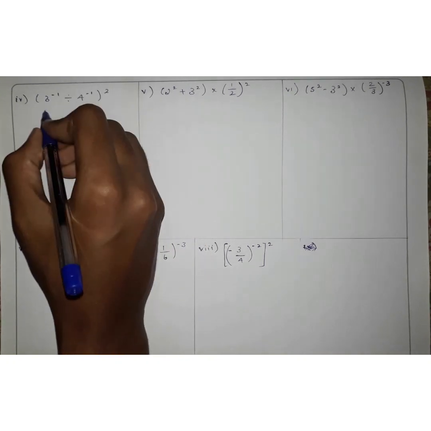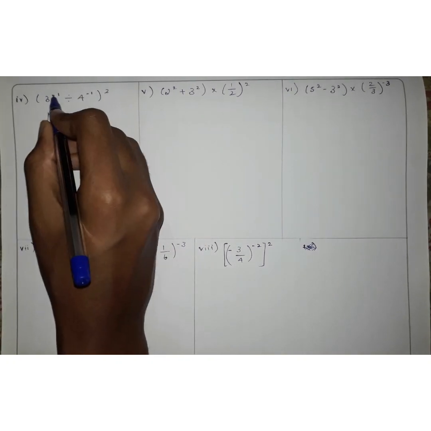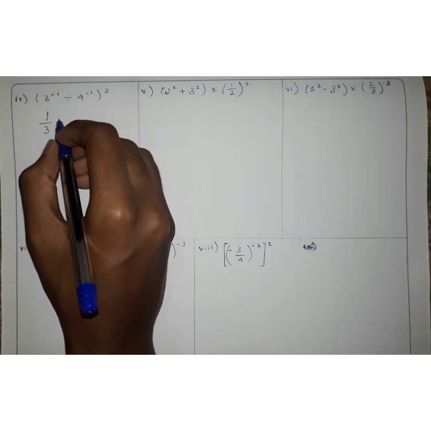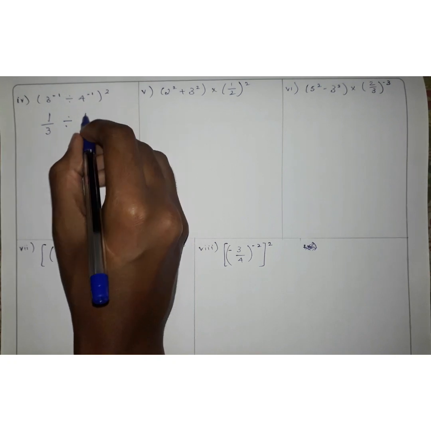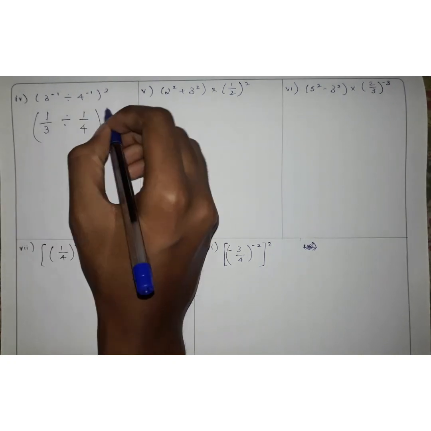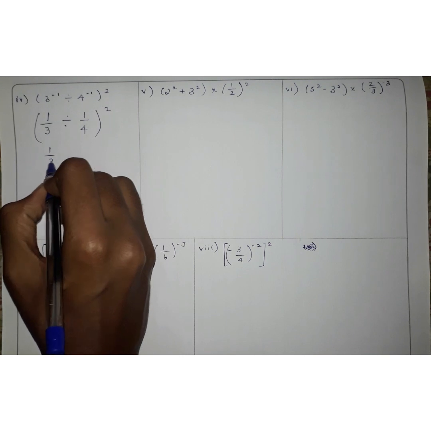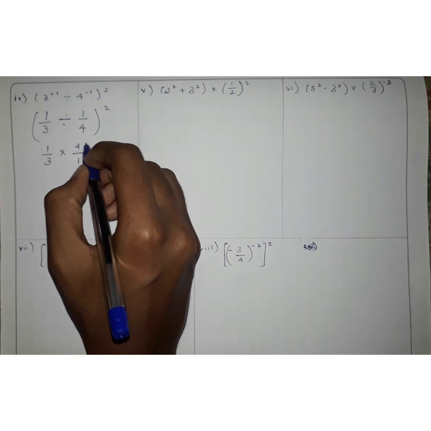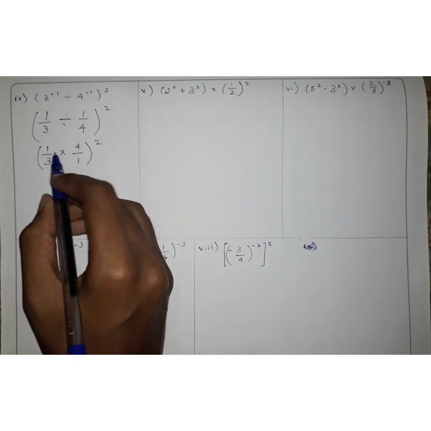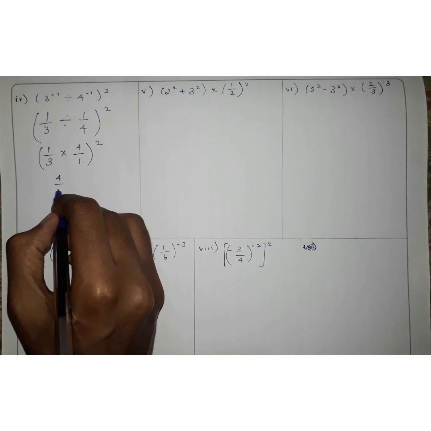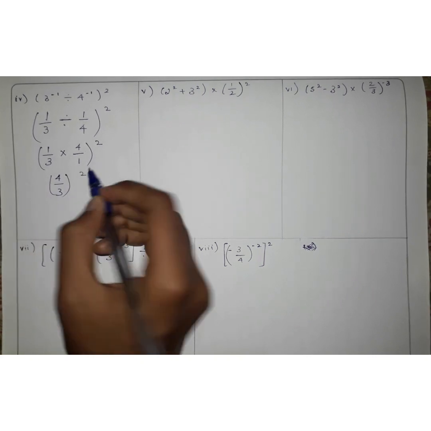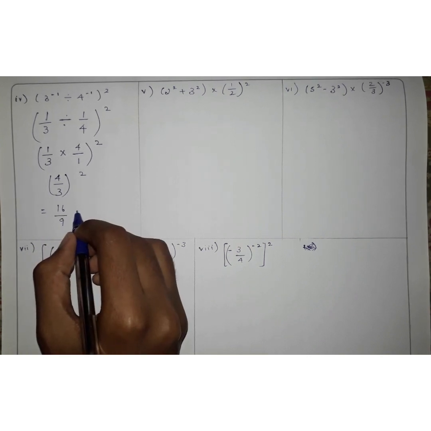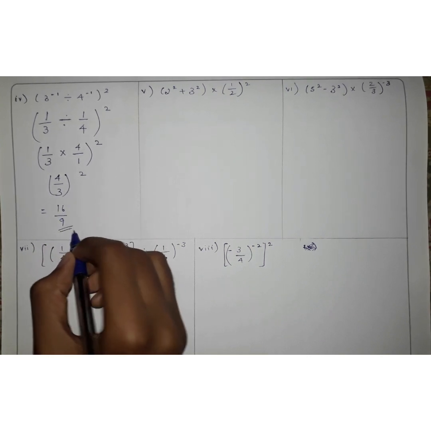Here, first we are going to reciprocal this in order to take this negative sign away. So 3 to the power minus 1 will give me 1 by 3, divided by 4 to the power minus 1, which is 1 by 4 whole square. Now 1 by 3 as it is, if I change this division sign into multiplication, the terms will be reciprocal and whole to the power 2. Now if I multiply, I'll get 4 by 3 the whole square. That is nothing but 4 square is 16 and 3 square is 9. That gives me 16 by 9 and that is my answer.